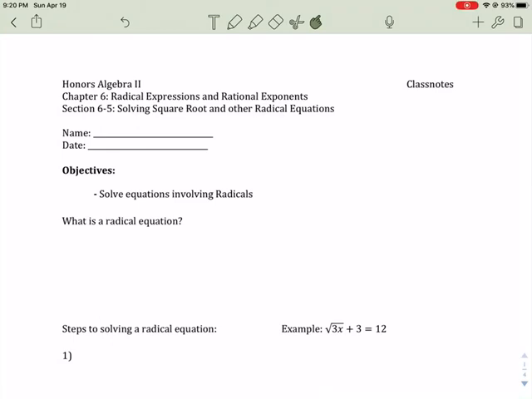Hi everyone. Today we're going to focus on solving radical equations. So it's not too bad, but we need to define what it is, and then we're going to try and solve a bunch of them. But then we're going to have to figure out something that is called an extraneous solution. So we're going to solve equations involving radicals. So let's define what that is.